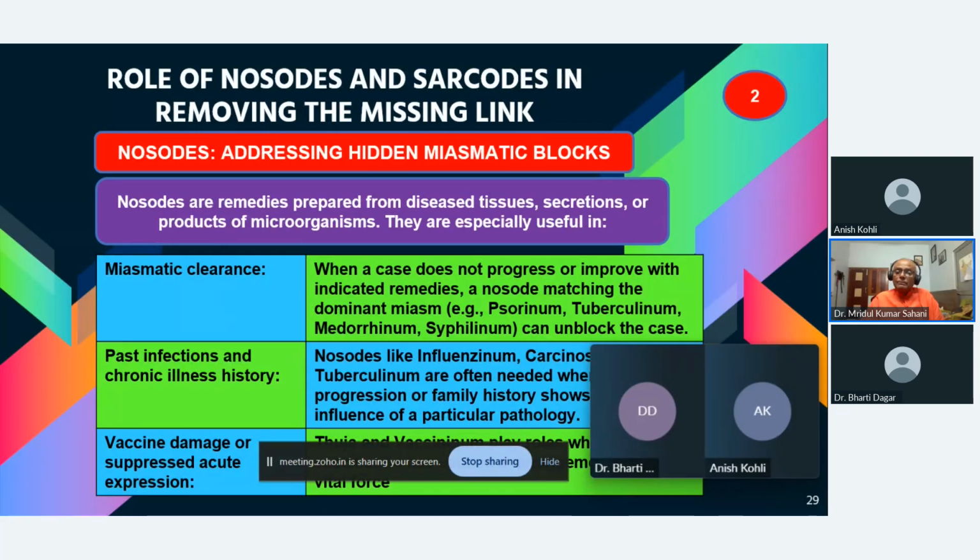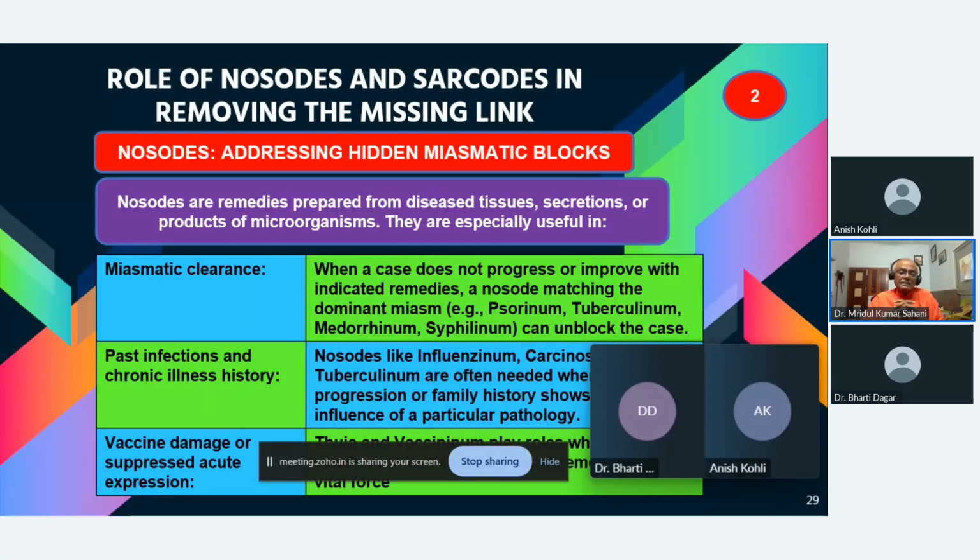a matching nosode should be considered. What is the meaning of the matching nosode? Matching does not mean that it has to be 100 percent. At least it must have some presentations in your totality. Suppose you have selected 5 symptoms for the totality of the symptoms, at least 2 or 3 or 4 symptoms must have the representations of that nosode. Then only you can select the psorinum, tuberculinum, medorrhinum, syphilinum, or any other.